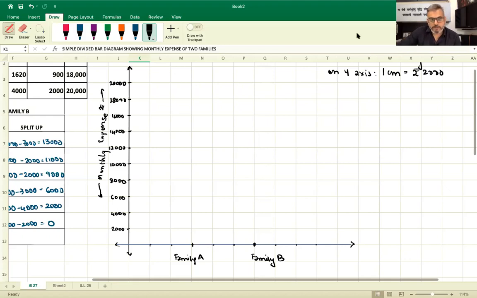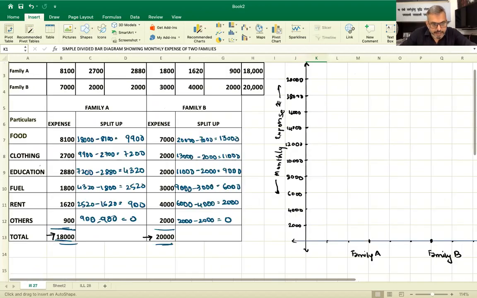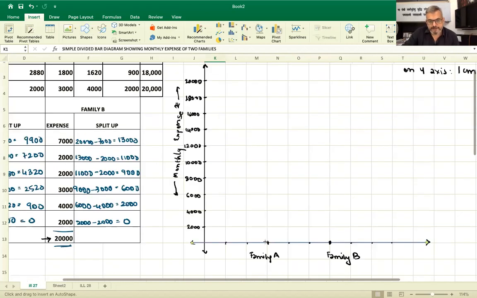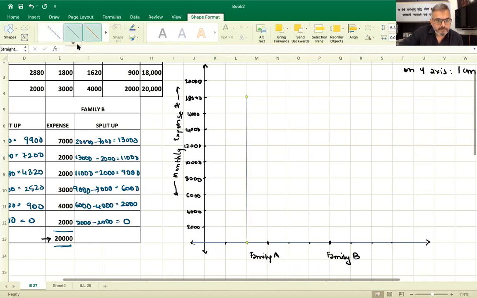Now, once you have done this, we'll have to draw the bar. अब हमारा पहला बार जो है वो ही है अराउंड 18,000 फैमिली ए. फैमिली ए का टोटल इज 18,000. तो फैमिली ए जहां पे मैंने थर्ड सेंटीमीटर पे मार्क किया था उससे लेफ्ट से आई विल ड्रॉ अ लाइन which goes up to 18,000. और उसके राइट हैंड साइड तो ये 2 सेंटीमीटर का बनेगा.